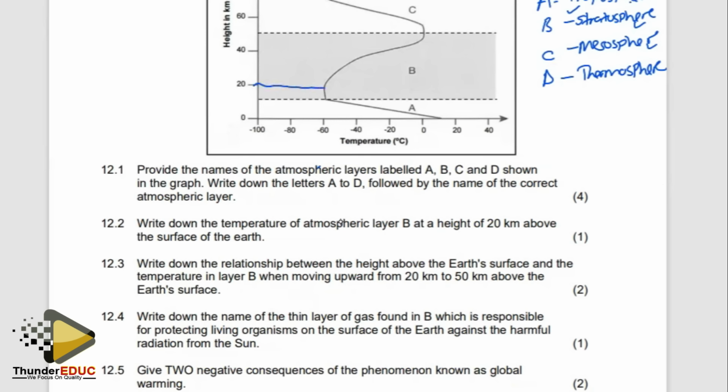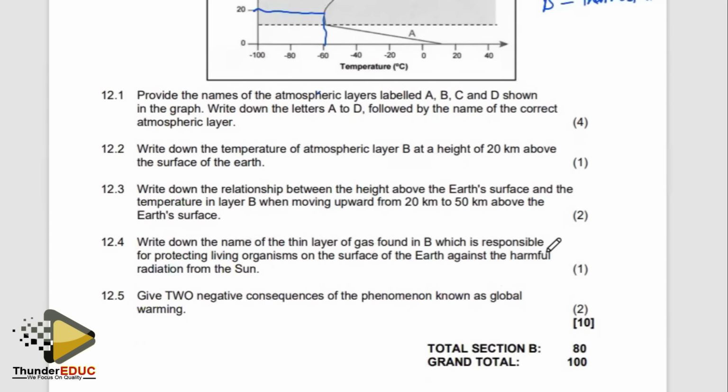Okay. Where does it join the line? When it joins the line, that's where you get your answer. So our answer there becomes minus 60. So the temperature there becomes minus 60 degrees Celsius. This is our answer there.